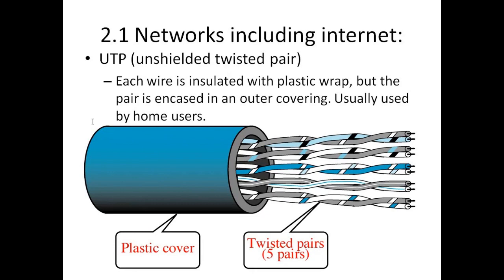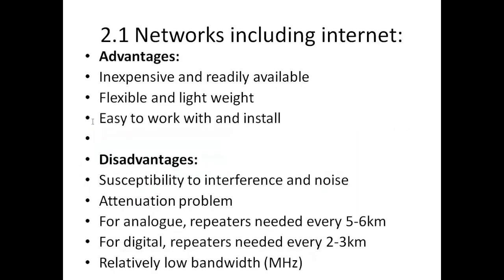Whereas in an unshielded twisted pair, there is no individual wrapping around every twisted pair. There is just one single rubber coating or plastic cover collectively on all 4 pairs. In this diagram, I know it is showing 5 pairs, but generally we have 4 pairs inside a twisted pair cable. They are less costly, so they are more commonly used by home users for their networking needs.